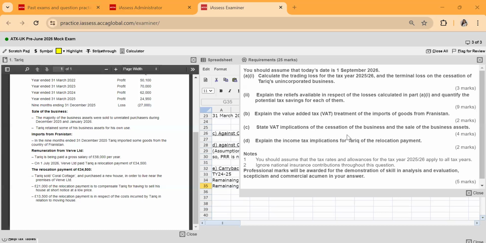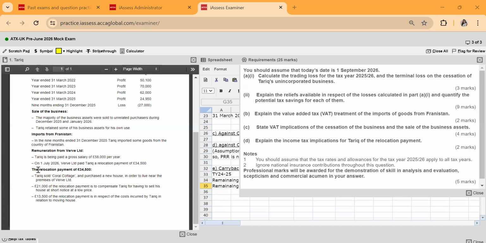Sorry, guys. Okay, so what are the VAT implications on the cessation of the business and the sale of business assets? Now, if you look here, Tariq is being paid a gross salary of 58,000 per year. On July 1st, Verve Limited paid Tariq a relocation payment of 34,500. So everything is about relocation. We just have to discuss the normal rules.